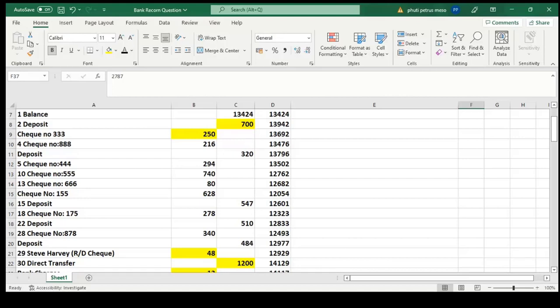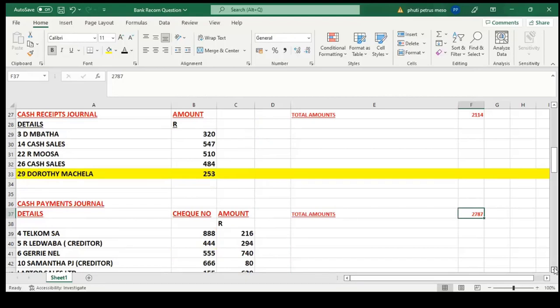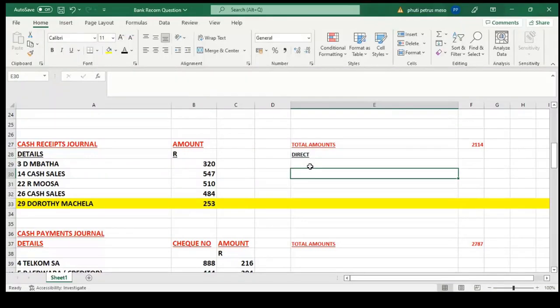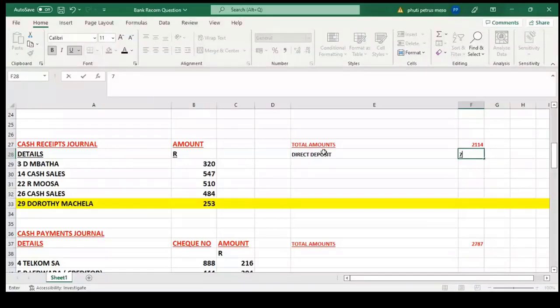We're going to enter that into the CRJ. Okay, CRJ is actually the first one on the right. So what do you put as? Is it direct deposit or what? Can I say direct deposit? Yes, direct deposit. Okay, direct deposits. And it's 700 rands, right? Yes. Okay. That's correct, Jessica.